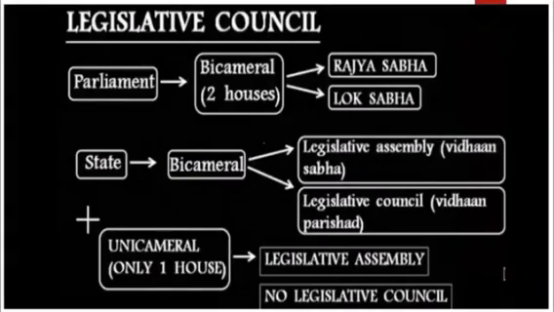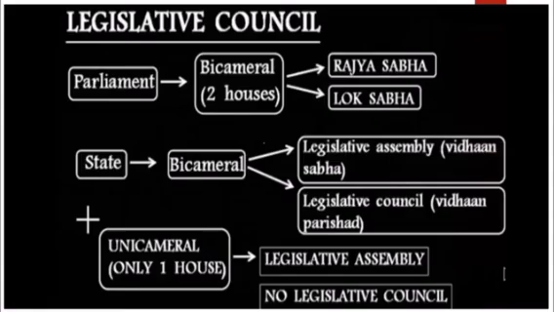Parliament has two houses. One is Rajya Sabha and the other is Lok Sabha. Rajya Sabha is the upper house and Lok Sabha is the lower house. In this lesson, we are going to concentrate only on the state level. At state level, we have two houses. The first one is the Legislative Assembly. It is considered the lower house, which is also known as Vidhan Sabha. The other one is the Legislative Council. It is the upper house, that is Vidhan Parishad.